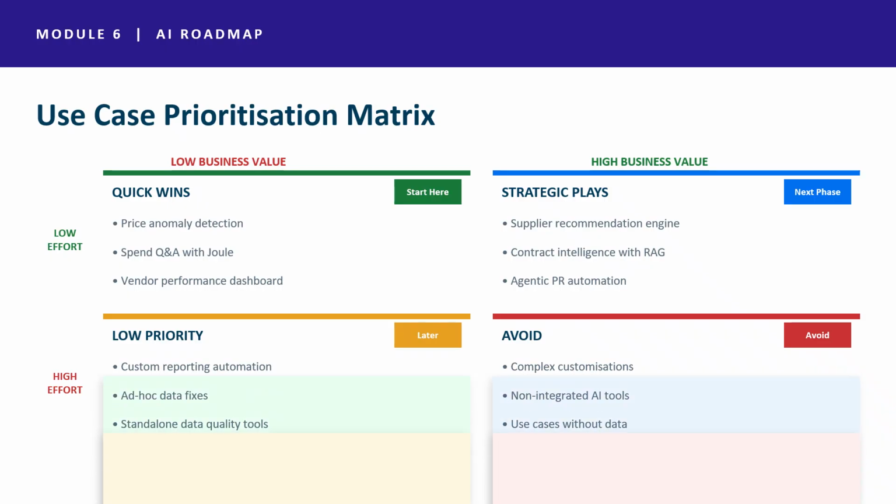Use a 2-axis matrix: business value on the vertical axis, effort on the horizontal axis. Quick wins, high value, low effort: price anomaly detection, spend Q&A with Joule, vendor performance dashboard. Start here. Strategic play, high value, higher effort: supplier recommendation engine, contract intelligence with RAG, agentic PR automation. These are your phase 2. Low priority: avoid complex customizations, non-integrated AI tools, and any use case without clean data.